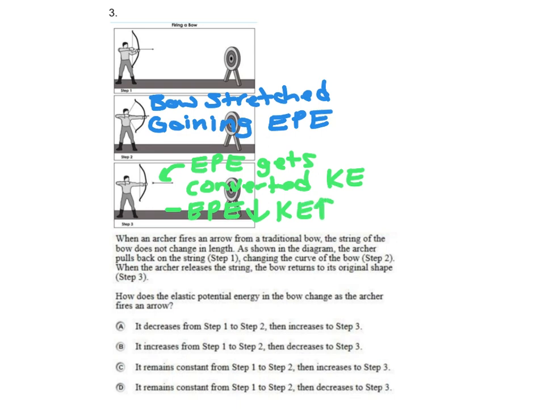So now based off these diagrams, let's see what happens to that elastic potential energy. From step 1 to step 2, we know that it is increasing. Then from step 2 to step 3, it is decreasing. That would make our correct answer choice B. At this time, take a moment to correct your Go Formative and to put any notes you need to study on your physical science review.